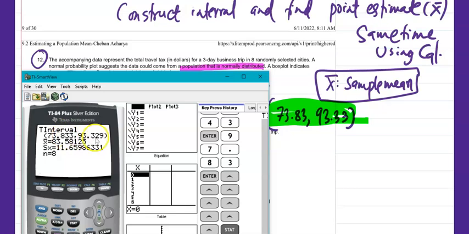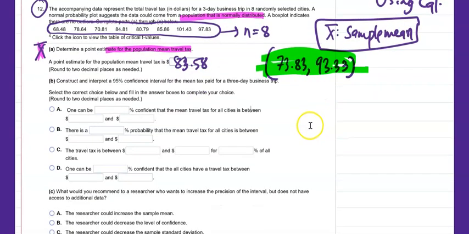73.83, 93.33, 2 decimal. So that's the interval. So to interpret, we construct and interpret. We construct the interval here. That's the construction. Interpret. We do the same thing on this question, part B.